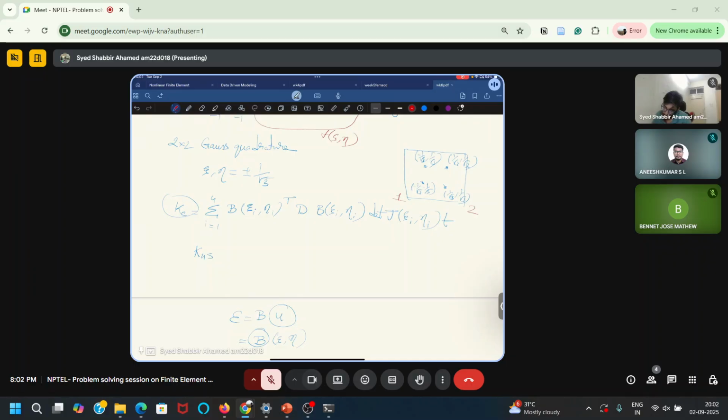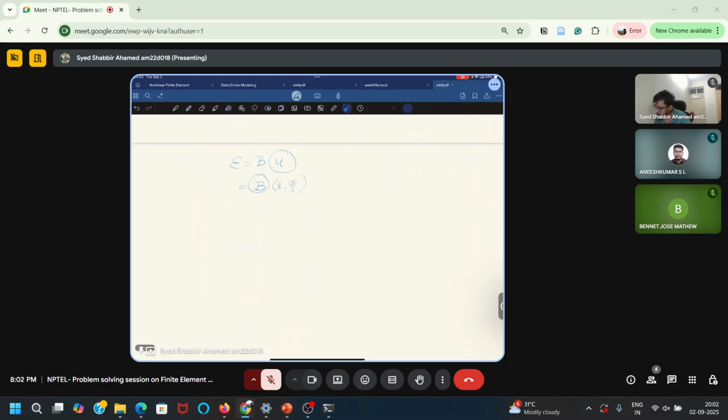This is my node 1, this is my node 2, this is my node 3. So the Gauss point near node 1 is this Gauss point. Substitute, instead of eta and neta, minus 1 by root 3, minus 1 by root 3, and you will get epsilon xx, epsilon yy and gamma xy at that Gauss point. In B, you substitute that. Multiply with u, u is already given in the problem.